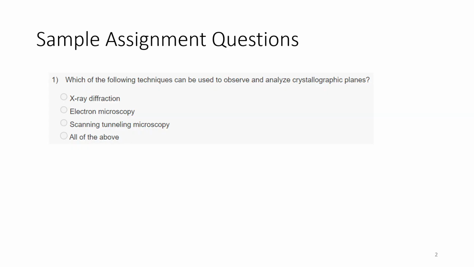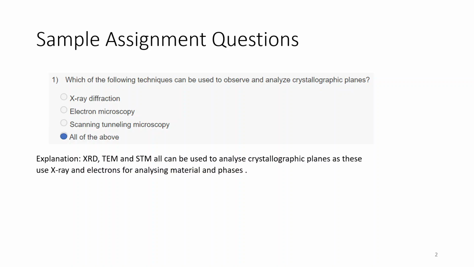So first question is, which of the following techniques can be used to observe and analyze crystallographic planes? Your options are X-ray diffraction, electron microscopy, scanning tunneling microscopy, or all of the above. So in case of materials, which of these characterization techniques can you use to analyze crystallographic planes? So the answer will be all of the above.